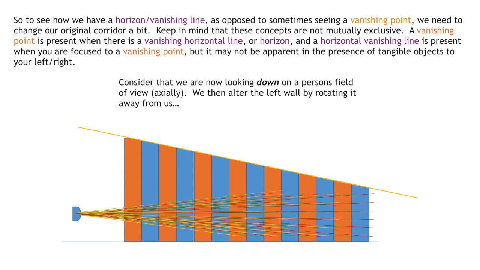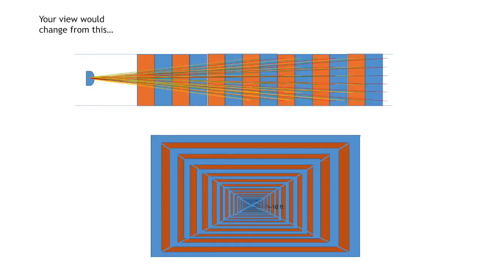So consider that we are now looking down on a person's field of view axially. We then alter the left wall by rotating it out and away from us. Your view essentially would change from this, which is our side-on view, and our 1-point perspective view. So again, how we see that top figure is interpreted on the bottom.